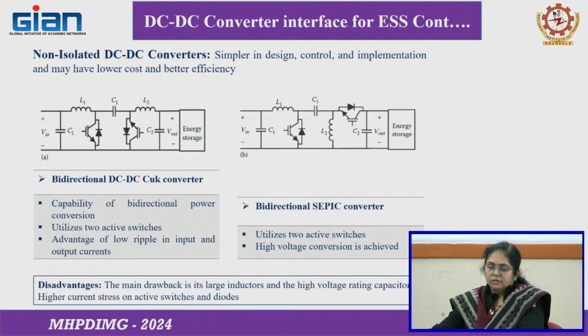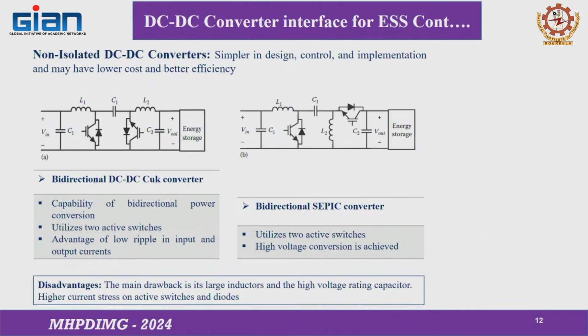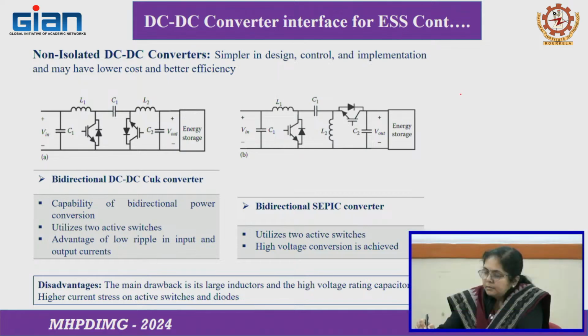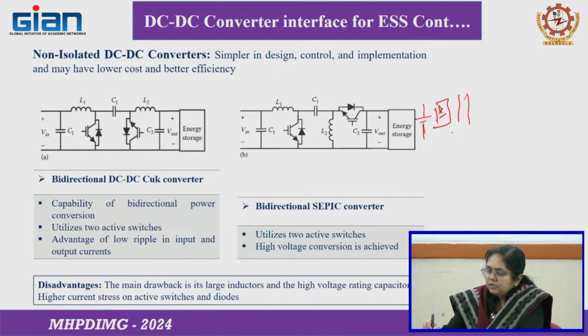So, now the main thing comes here, the non-isolated one. The non-isolated one is between the DC grid and the energy storage unit. So, I am putting this bidirectional DC to DC converter, that is BDC, between the DC grid and the storage.